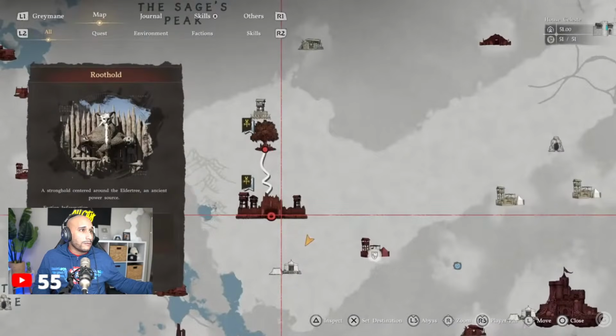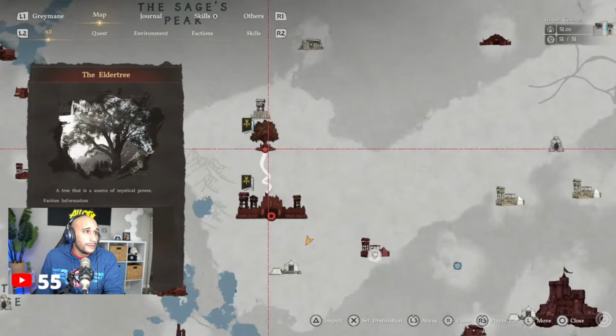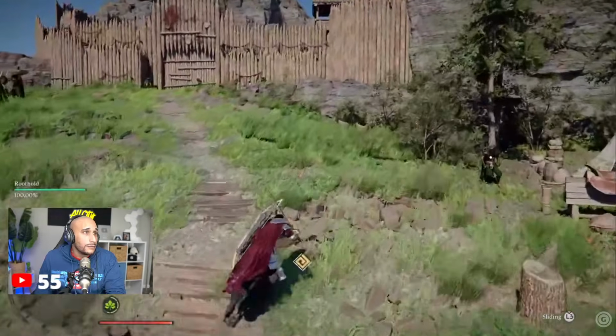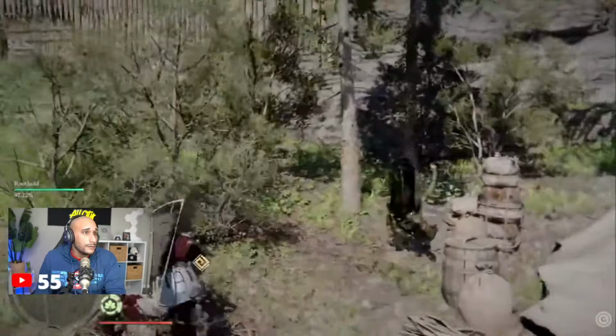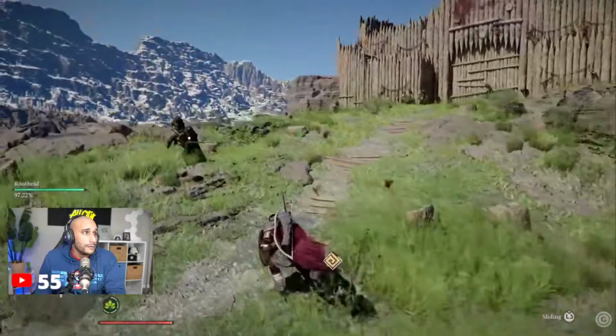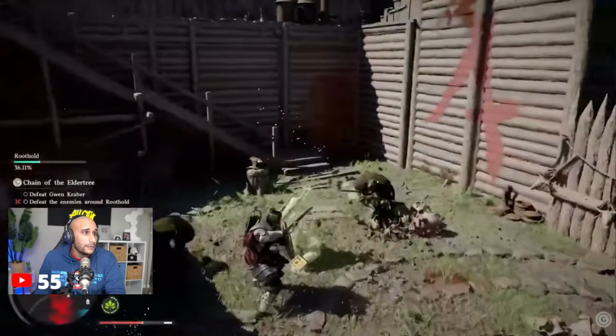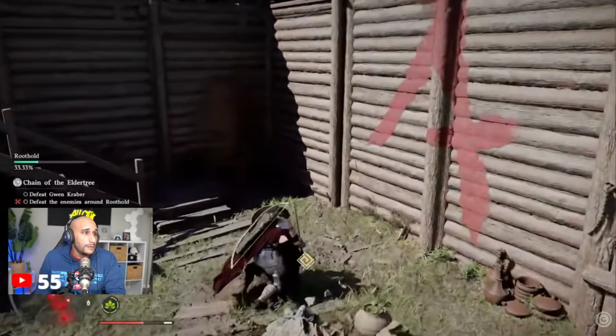Others, however, are hostile forces who are residing in or occupying the area. Roothold, originally under the jurisdiction of House Celeste, is currently blockaded, under siege by the invading forces of Gwen Kraber. The area will be liberated once Gwen Kraber and Kraber's soldiers are defeated.